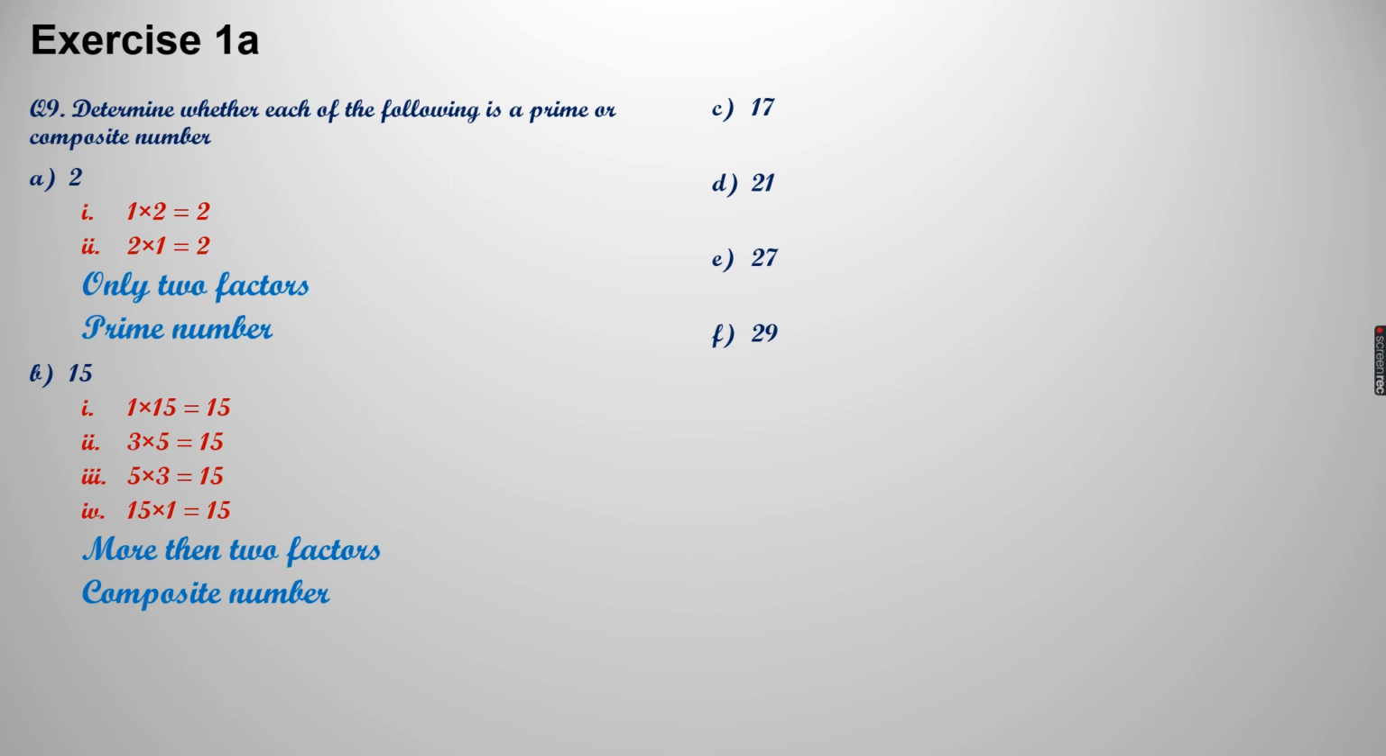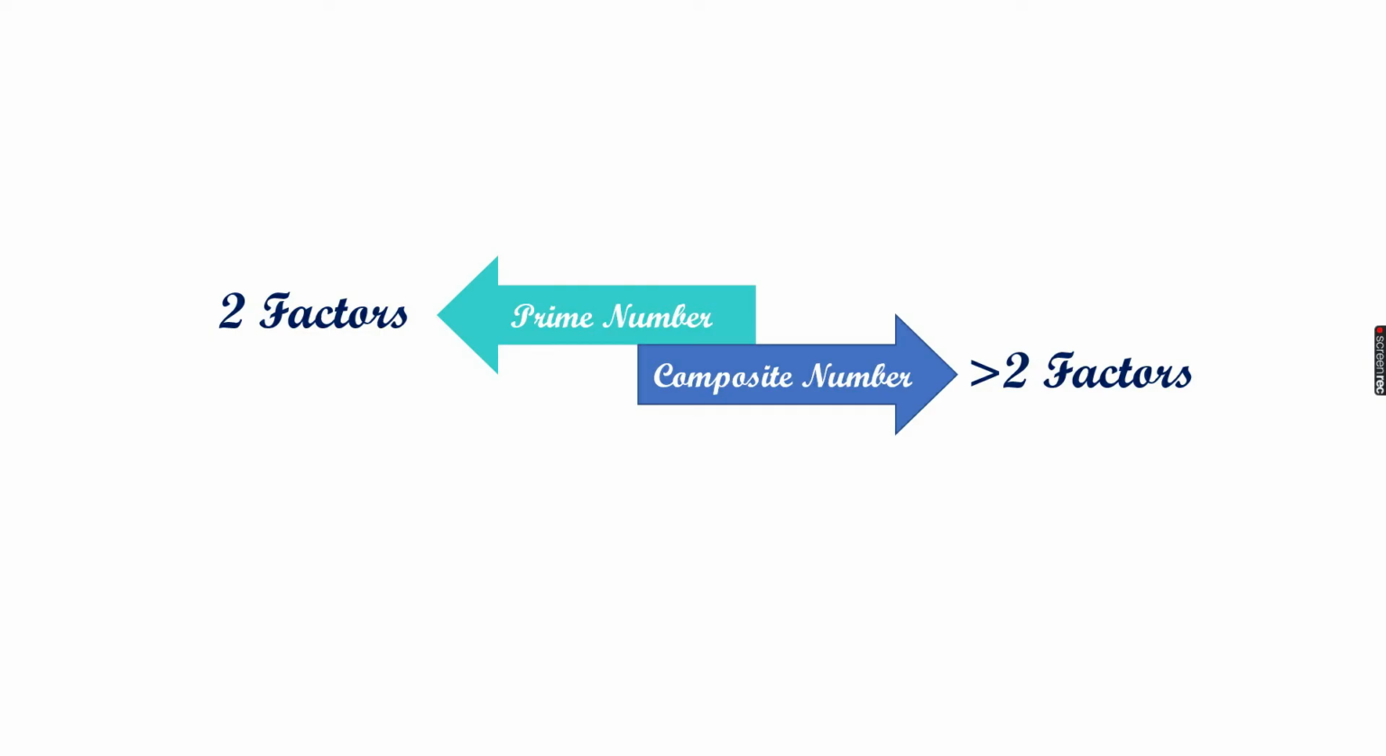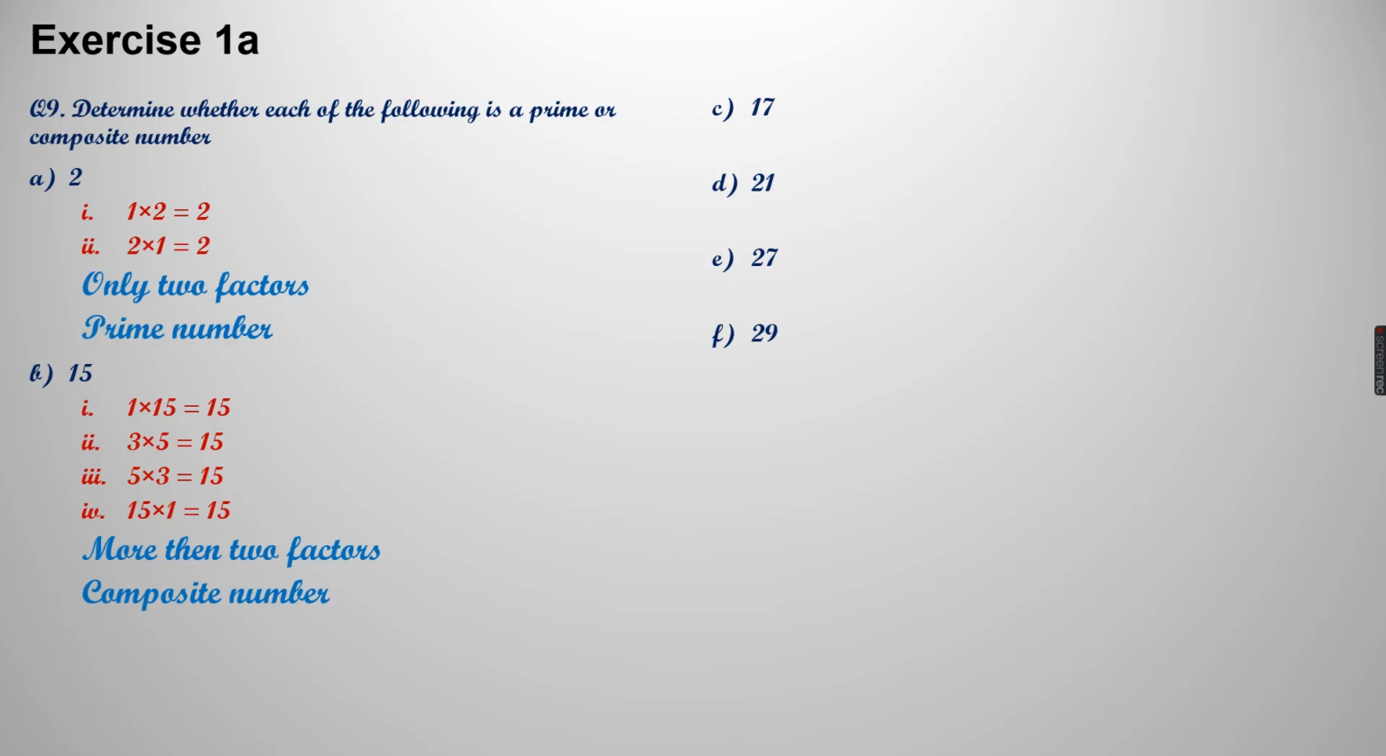Same is the case with question number 9, part C, that is 17, 21, 27, and 29. You have to make the factors individually and then you have to determine, is that a prime number, is that a composite number? Remember the formula, remember the rule. That is, if it has only two factors, 1 and itself, then it's a prime number, otherwise it's a composite number. Revise that again and then start solving this exercise.